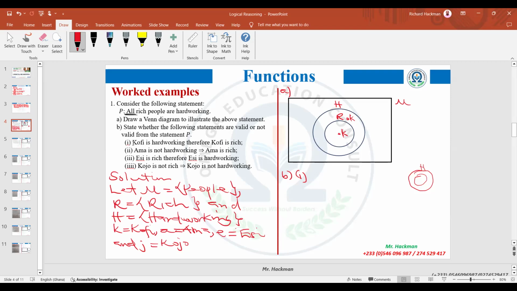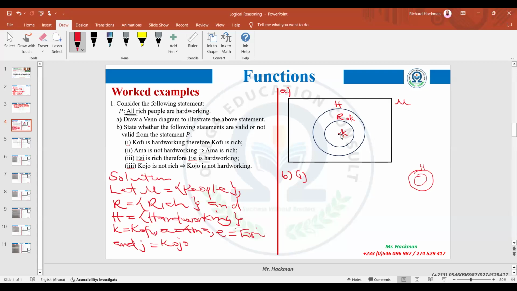So you can see that we use Kofi is hardworking. K is for Kofi. So K is hardworking, meaning K must be in H. So if K must be in H, then K must be here and it can also be here. Because if K is here, K is still in H. If K is here, K is also in H. So these will be the 2 possible regions that K can be located. K cannot be outside H. It should be inside H. And inside H, you have 2 regions, this region and this region, making these the possible regions that K can be placed. Is that clear?